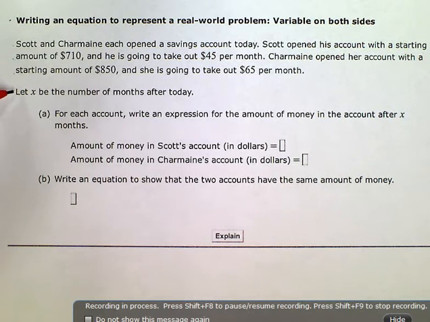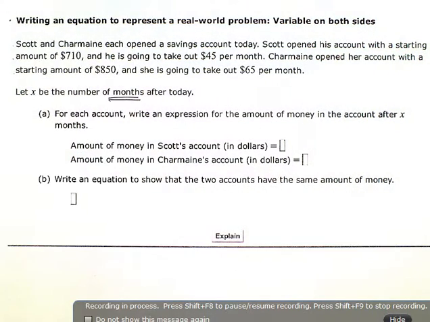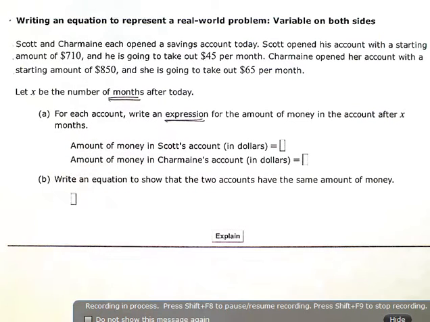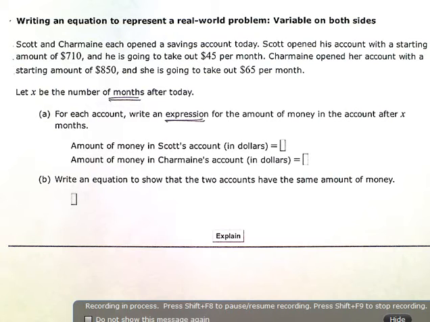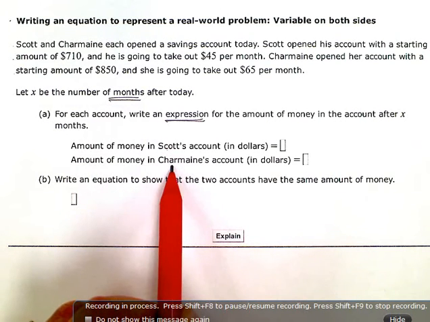Let X be the number of months. Okay, so there they defined the variable for us after today. For each account, write an expression. So what I'm going to do here first is not make a full equation, but just write an expression to represent Scott's account and then another expression to represent Charmaine's account.